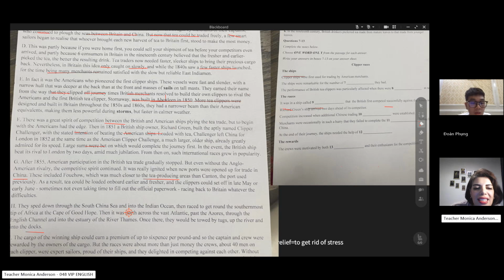Sped down through the South China Sea and into the Indian Ocean. Okay, then raced to get round the southernmost tip of Africa at the Cape of Good Hope. Then it was north across the West Atlantic past, yeah? Yes, this one. Yeah, west. Past the Azores, through the English Channel and into the estuary of the River Thames, and once there, they would be towed by tugs up the river and into the docks. Oh, I can see. I really can see. Okay, so Azores. Yeah? This word is Azores. Yeah, of course. Just a name.